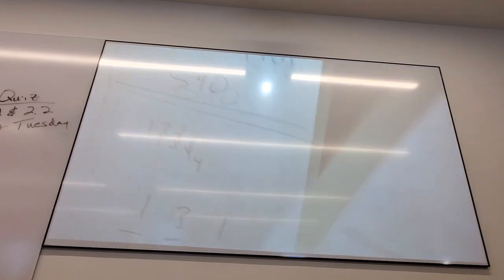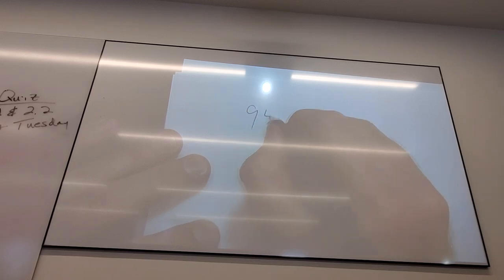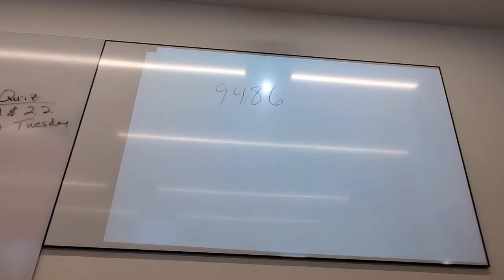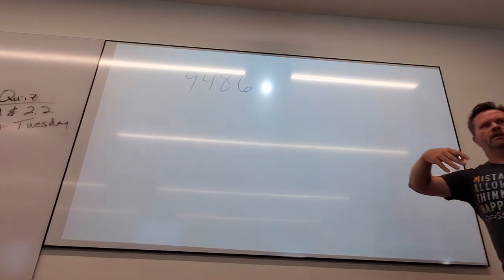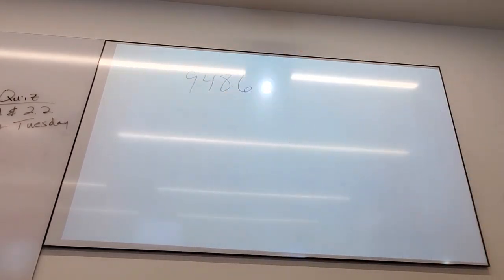So let me try a bigger number. Oh, you got paper, Jeff. Thank the gods. So what about the number 9,486? So let's see if you guys are starting to get the process without me actually having to list it out. So I'm going from Hindu Arabic to Babylonian.